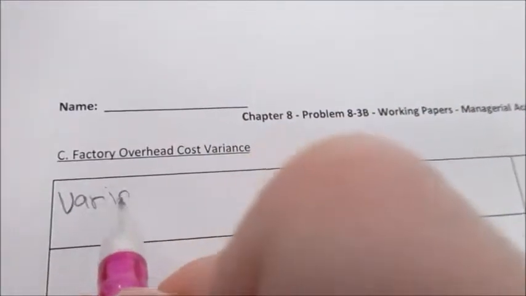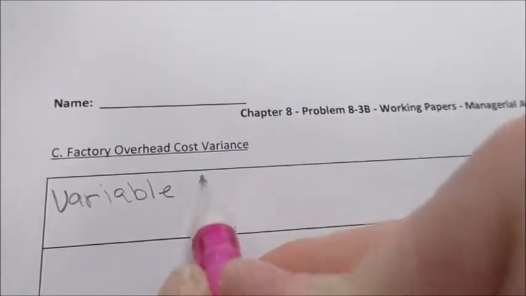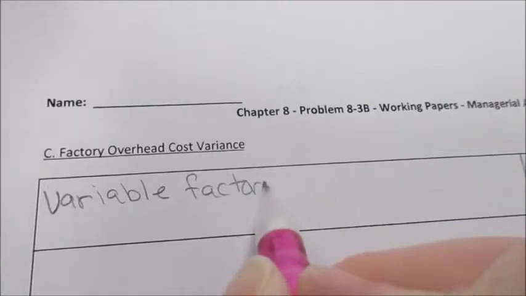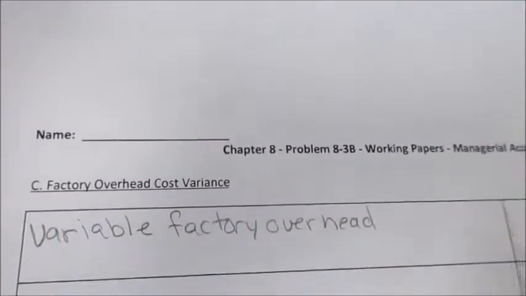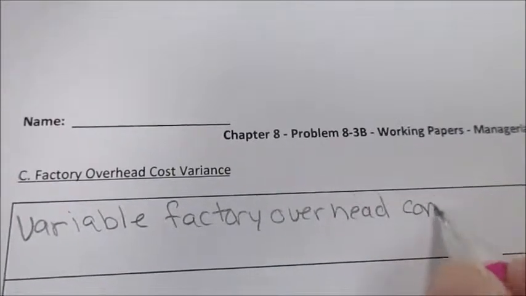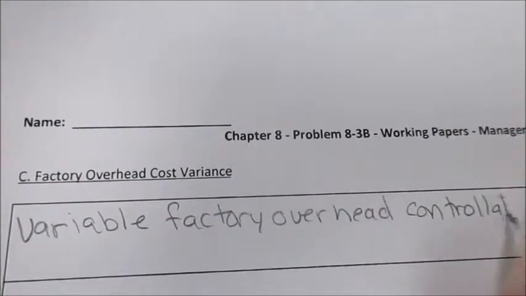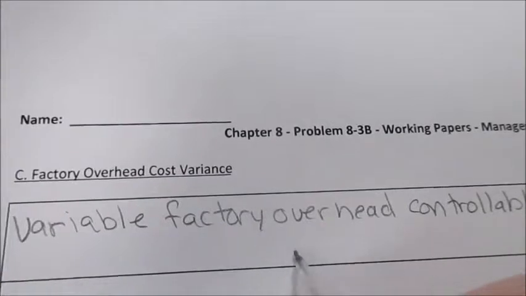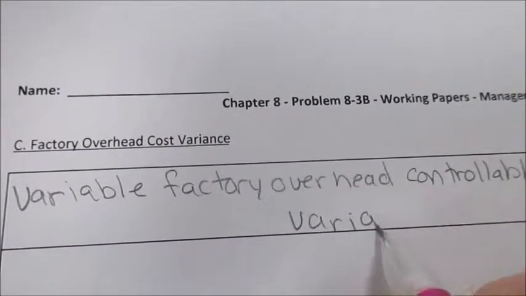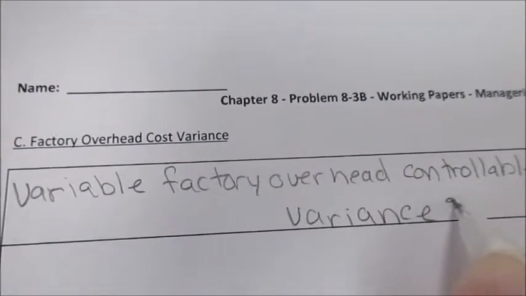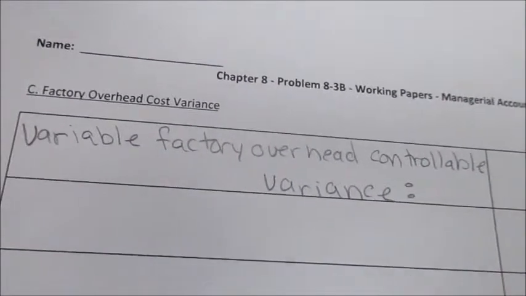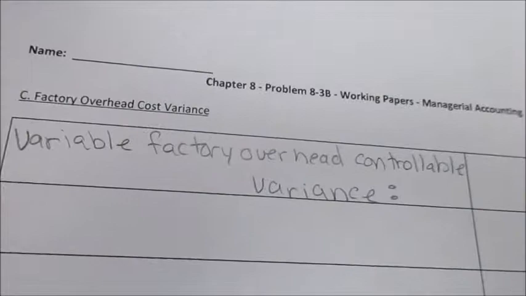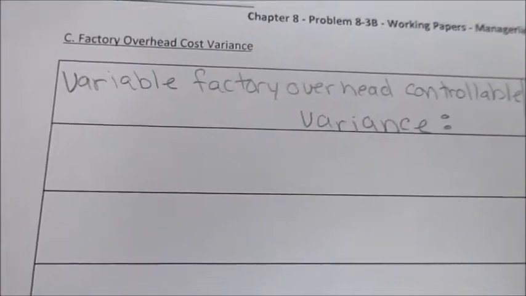But it is our variable factory overhead controllable variance. And I made these boxes a little big so you can try to get it all to fit in one spot. Put a colon there. Variable factory overhead controllable variance. So these are things that we can control, things that we have the ability to change.